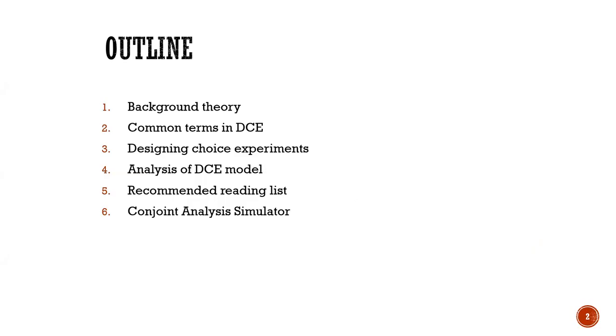So I'm going to explain in this lecture the background theory to discrete choice experiments, the common terms in discrete choice experiments, how we design discrete choice experiments, analysis of these experiments, and how the analysis is different from conjoint. And I will give you a recommended reading list should you be interested in exploring this topic more. And then finally, we are going to discuss the conjoint analysis simulator, which is what you're going to need for your project analysis.